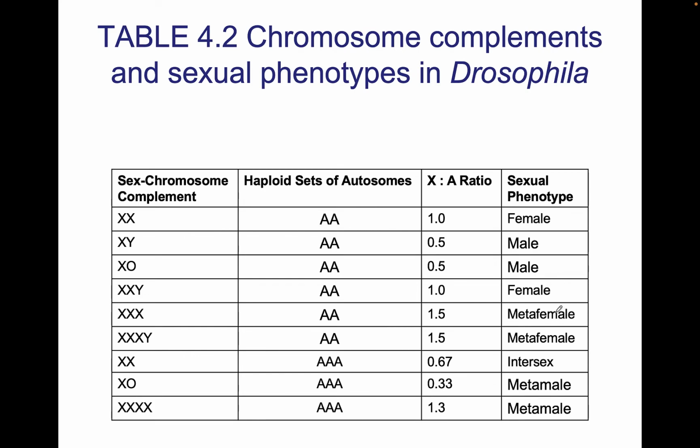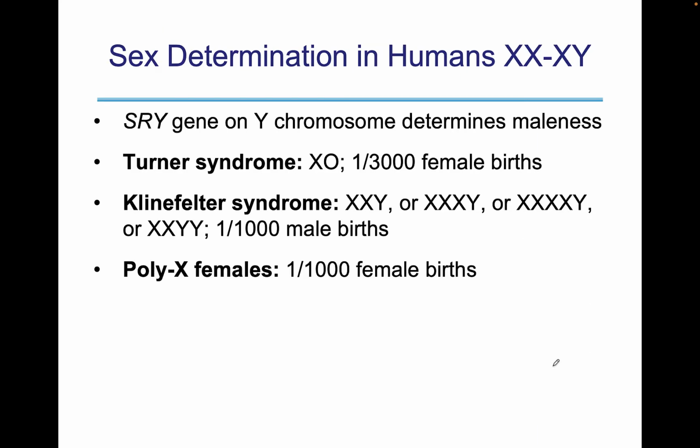But let's look down here for a metafemale, okay? That's where you have 3 X chromosomes, so poly X chromosomes, 2 sets of autosomes, produces a 1.5 ratio, and it produces a metafemale. Okay, intersex is where you have more autosomes than you do sex chromosomes, so the ratio will be less. The XA ratio is less than 1, and it produces intersex. So this brings me to the SRY gene that I was talking about.